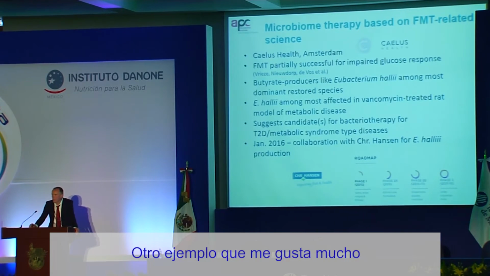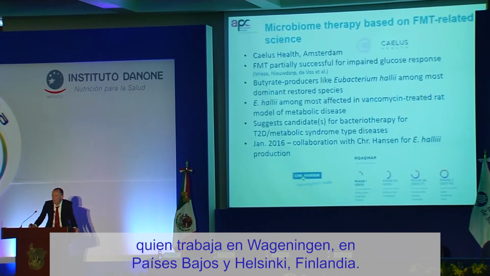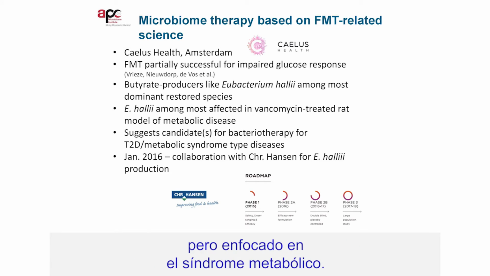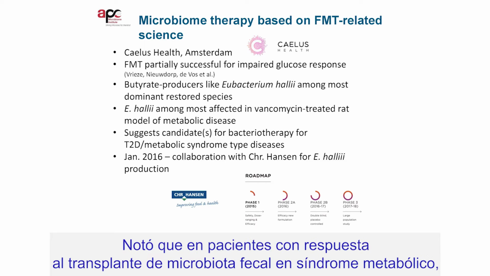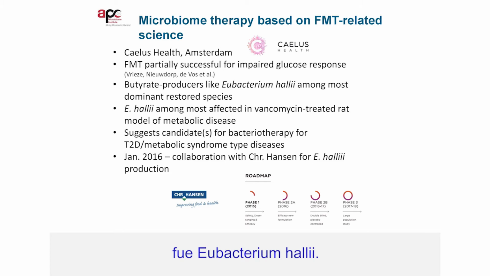Another example which I really like is based on work by Willem de Vos, who is in Wageningen in the Netherlands and Helsinki in Finland. Willem was also working on FMT, but he was doing FMT for metabolic syndrome. What they noticed is that in the patients who responded well to FMT in metabolic syndrome, one of the organisms that transplanted the best was Eubacterium hallii.